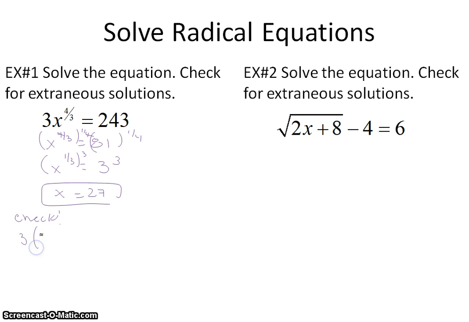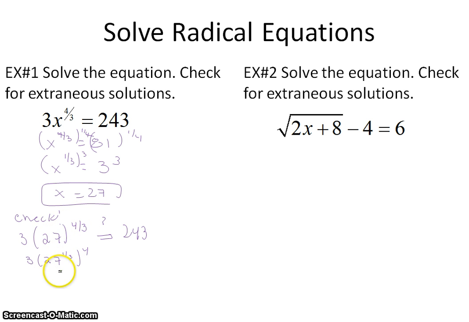So we're going to go ahead and check for extraneous solutions and to make sure we did it properly. So 3 times 27 to the 4/3, and I want to know, does that equal 243? I always suggest making your number smaller first. So 27 to the 1/3, I can write it that way, 27 to the 1/3 to the 4th. Remember, you just multiply your exponents, so I can write it as 27 to the 4th or 27 to the 1/3 to the 4th, either way.